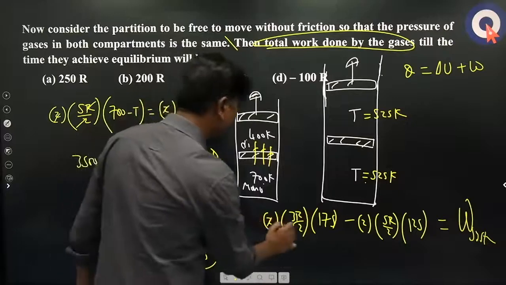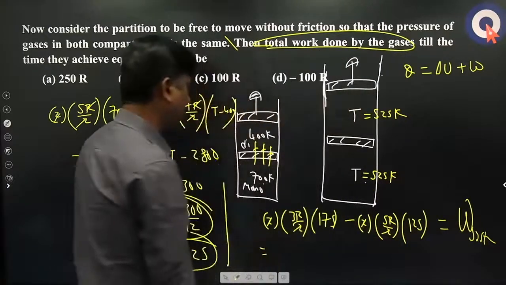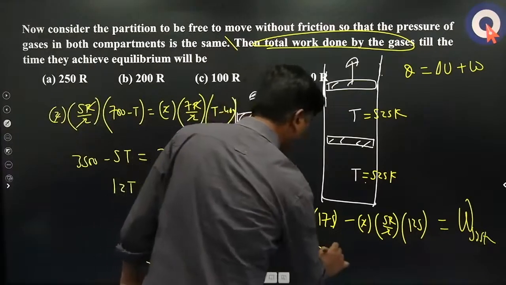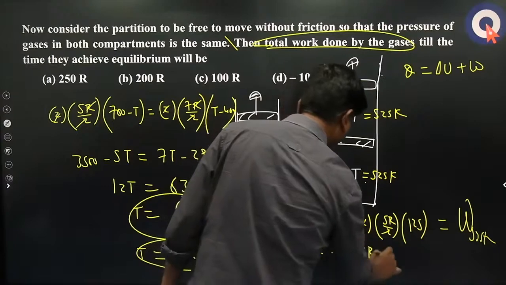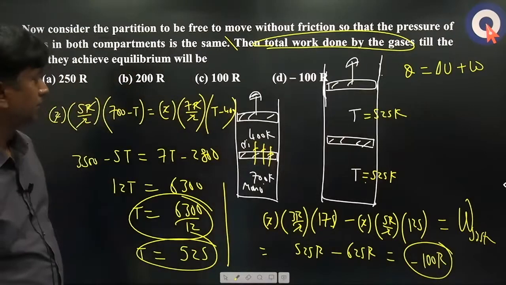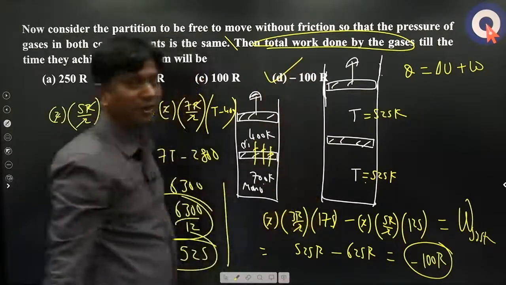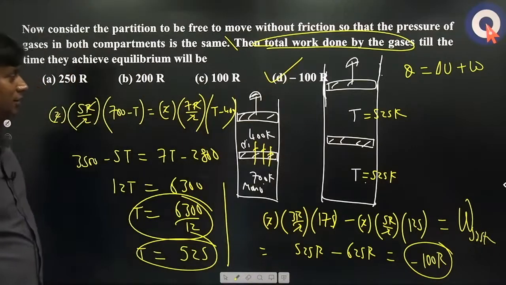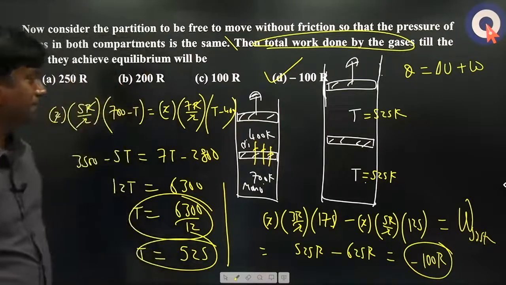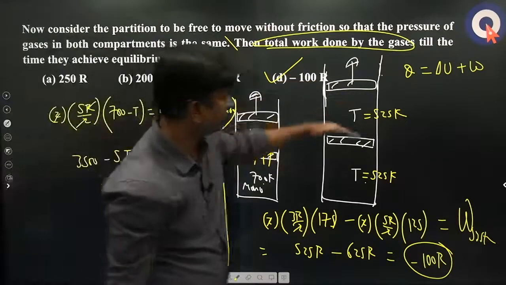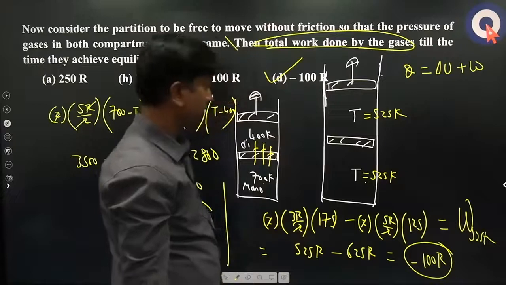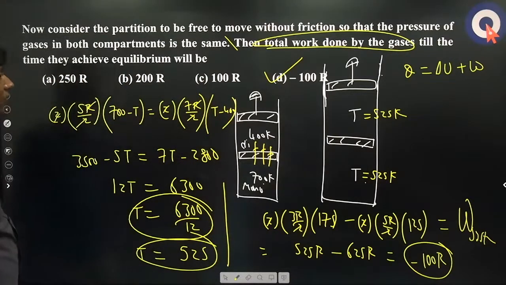So check it. 175 into 3, 525, minus 625, R, that is minus 100 R. That is the work done. In fact, it is negative. The work done by the gases is actually negative, right? So that means this piston may be coming down, it's not going up. It's not necessary that it should go up, because even though temperature is increasing, volume may decrease also, right? So that is the total work done by the gases.